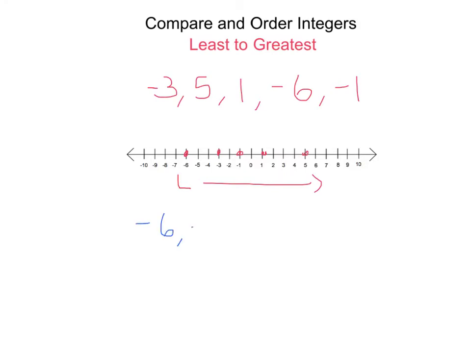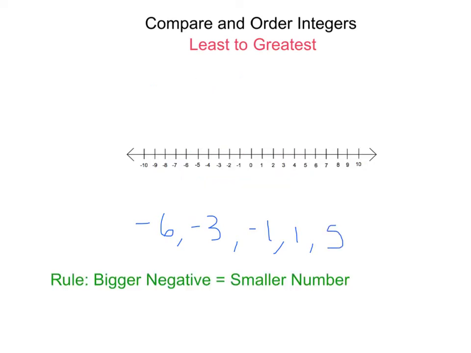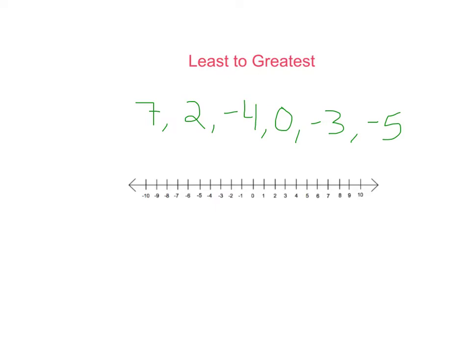-6, -3, -1, +1, and 5. The rule that I always say is that the bigger negative is the smaller number. Because if you look at your three negative numbers, 6, 3, and 1, 6 is the biggest one, but because it's negative, it's the bigger negative, which actually makes it the smaller number. Here is another set of integers. I want you to pause the video and see if you can plot them on your own and then order them from smallest to largest.